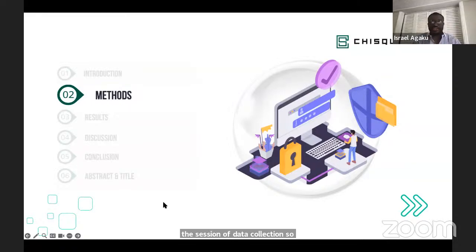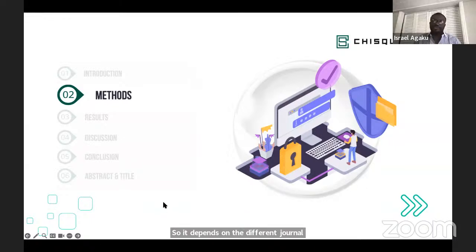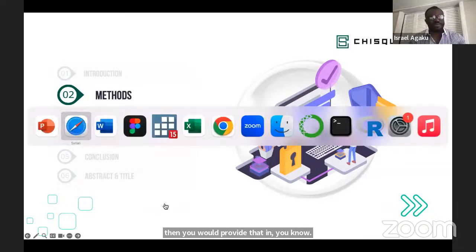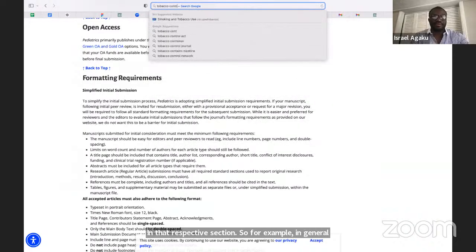Most journals, however, do not include that in the standard methods. Some journals will have that as metadata. Metadata is data after the data. So at the end of a manuscript, we provide that information. So it depends on the different journal. If the journal has sections for that, then you would provide that in that respective section. So, for example, a journal like Tobacco Control. Let me show you an example of what I'm saying. Tobacco Control journal.